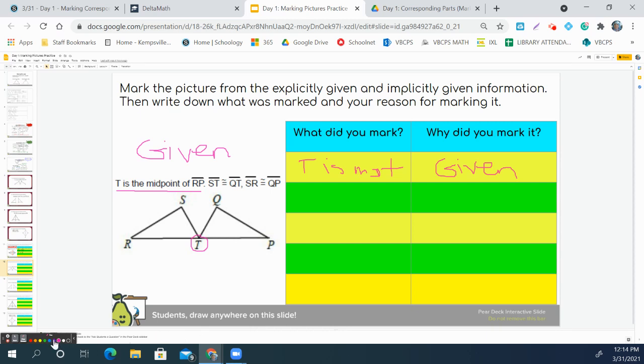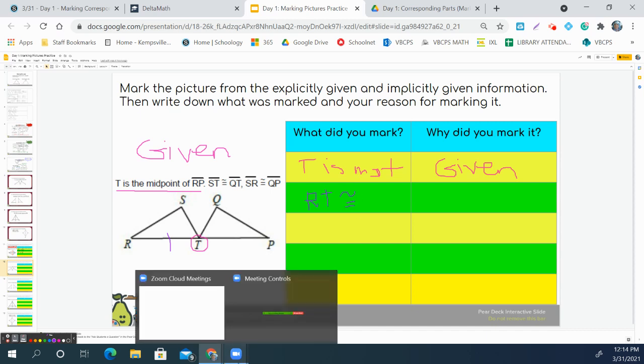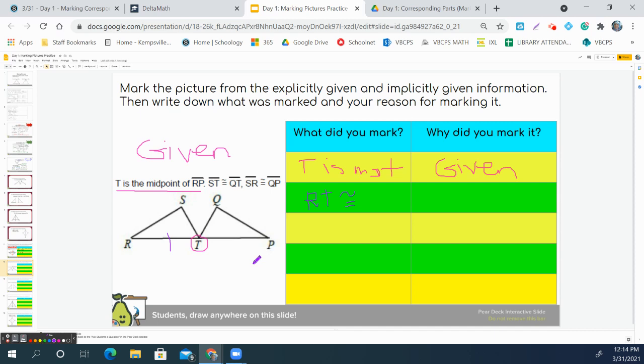What's my next thing? What's my so what from that? RT is congruent to what? ST? Is RT congruent to ST? If I know T is the midpoint, RT is congruent to PT. Absolutely. PT. And that's definition of the midpoint, right? If I just wrote that this is midpoint, then this is definition of midpoint. Okay, that says definition of midpoint. That's a PT. So then we go to the next thing.